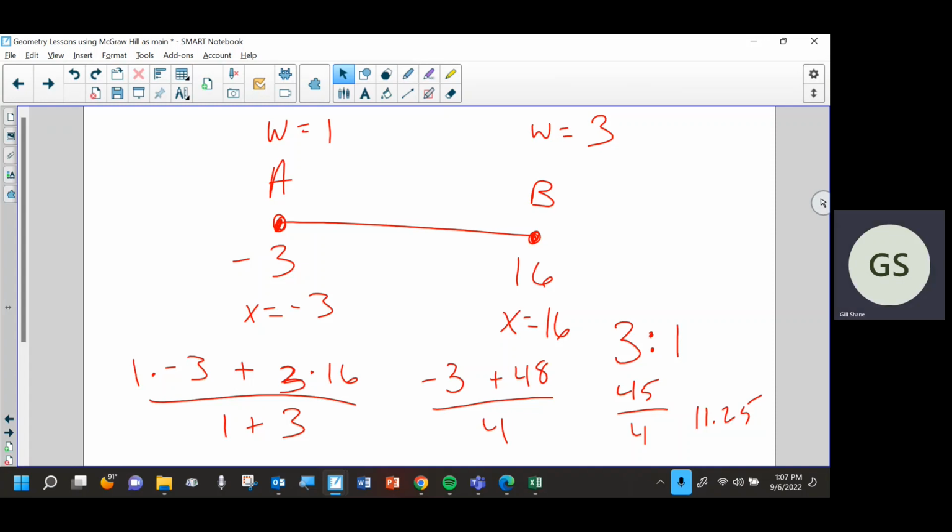And the pages you need, we're now starting module 2. So we're done with module 1. That was all line segment stuff. Now we're getting into angles. So start at page 57.